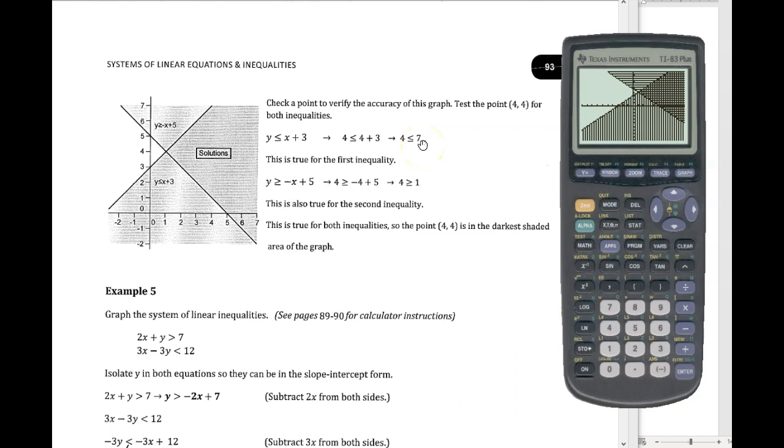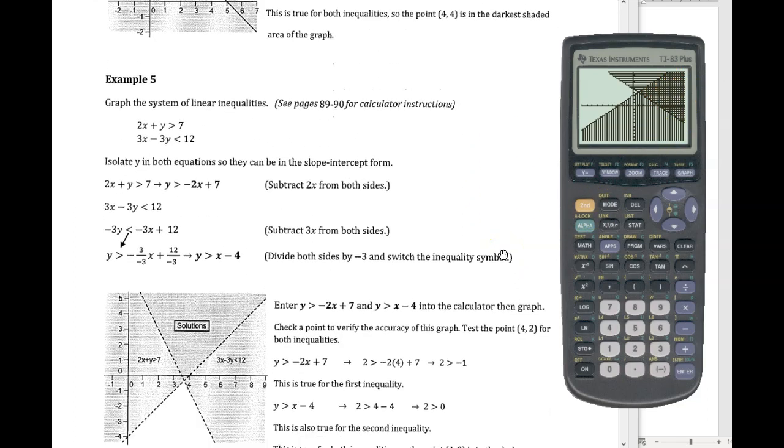4 is less than 7, so that's true. If we plug in (4, 4) into the second inequality, we end up with 4 is greater than or equal to 1. 4 is greater than 1. So since the test point (4, 4) comes true for both inequalities, that means that this area that has the test point is in fact the solution. It has the solutions for the system of inequalities.